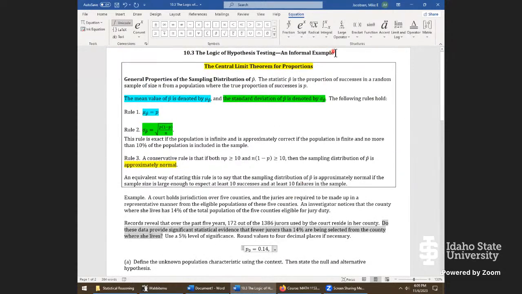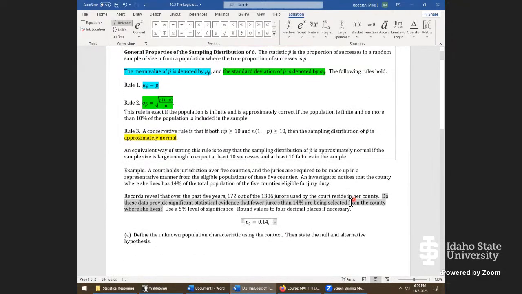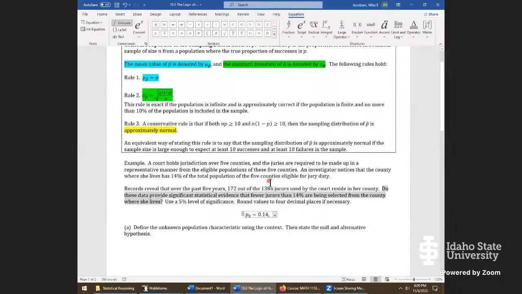But keep in mind, it's an informal example, so we'll just do our best with what we can with this problem. So let's consider the 1,386 a sample size. We'll call it n then.